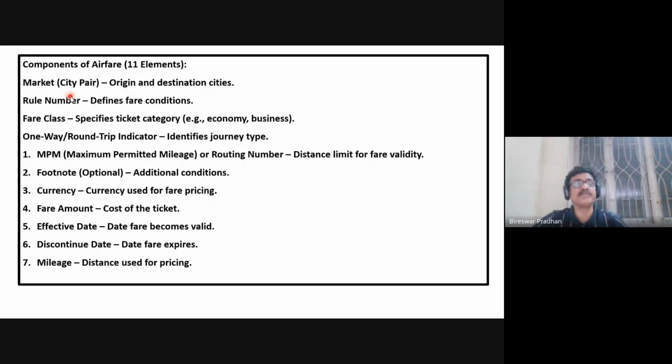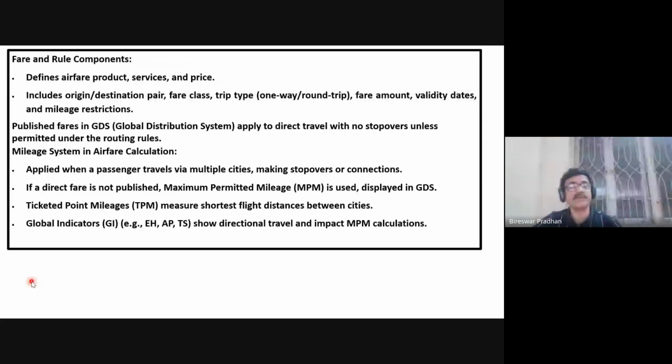The market, the city pair, origin and destination first. Then the rule number, which defines the fare conditions; the fare class, whether it is economy, business, or executive; the specific ticket category, one way or round trip, or journey time; MPM, maximum permitted mileage, or routing, the distance limit for the fare's validity; and footnote, optional additional conditions; the currency used for fare pricing; the fare amount, the cost of the ticket; the effective date when the fare becomes valid; and the discontinue date when the fare expires; and mileage distance pricing.